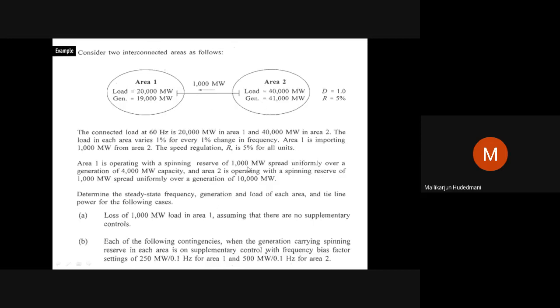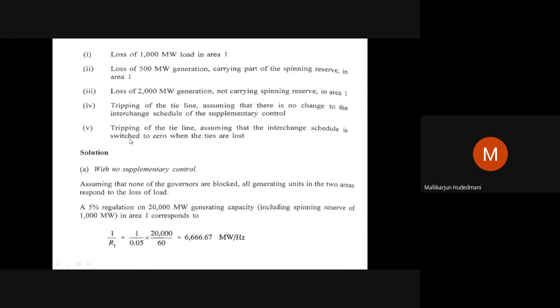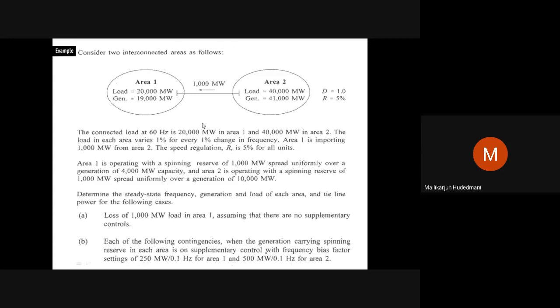So there are 5 case studies similar to the problem we had discussed from the Kothari and Nagrath textbook. It is a similar problem. The Kothari and Nagrath textbook has a 50 hertz representation and the capacities are different, but it is the original problem from the Prabha Kundur textbook. So I suggest you please go through this problem also.